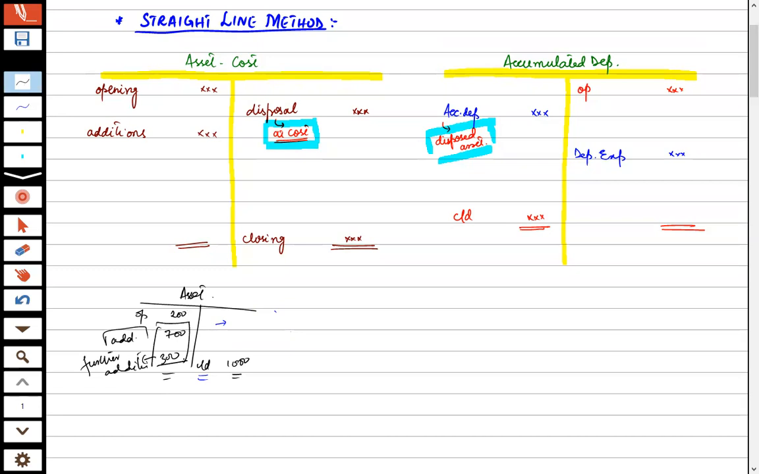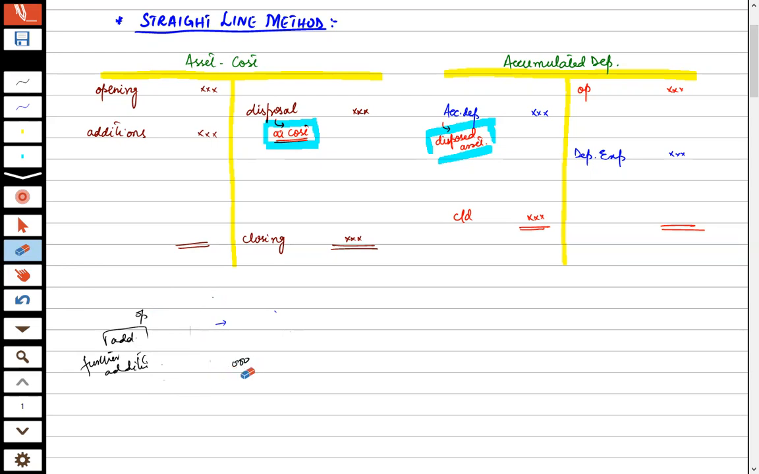Clear? And similarly, it would be applied here. If this and this are known, the difference would be depreciation expense. And if this and this are known, the difference would be accumulated depreciation on disposal of asset. Done? Yes, got it.